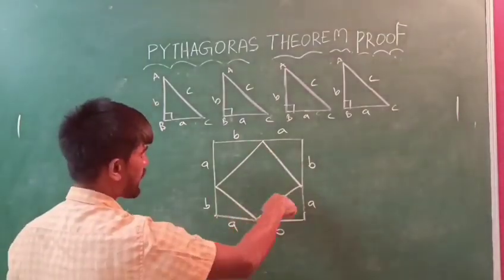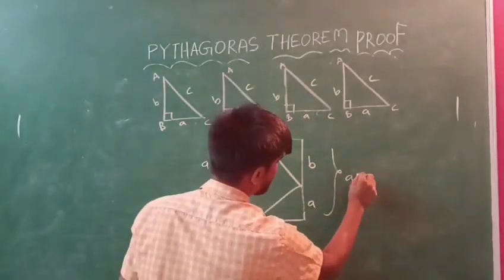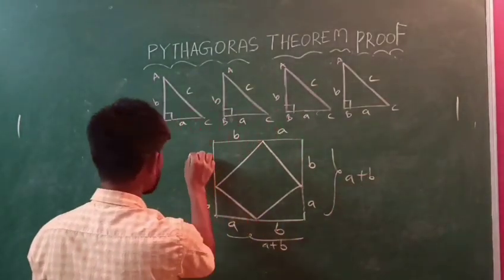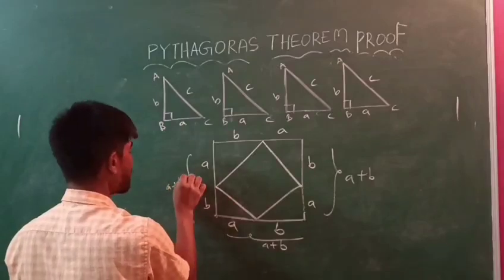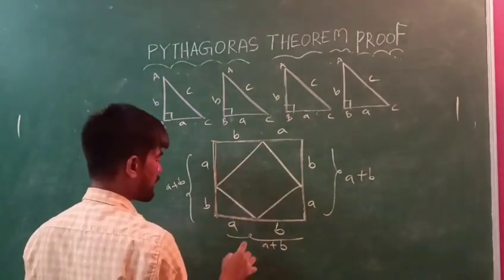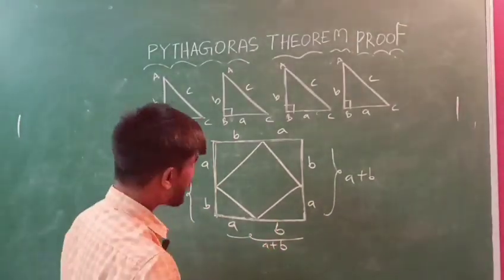Here this is a big square. Here the side is A plus B. This side is called A plus B. This side also is called A plus B. This big square's side is A plus B. The area of the big square is A plus B whole square.